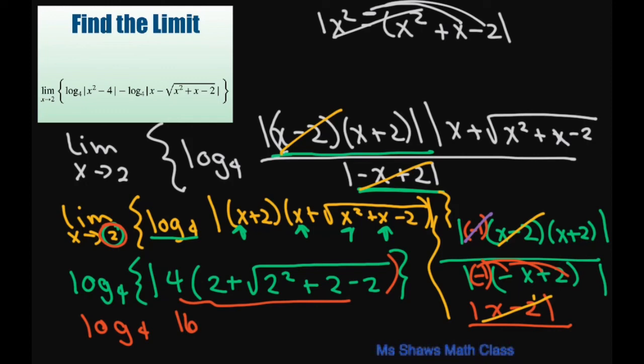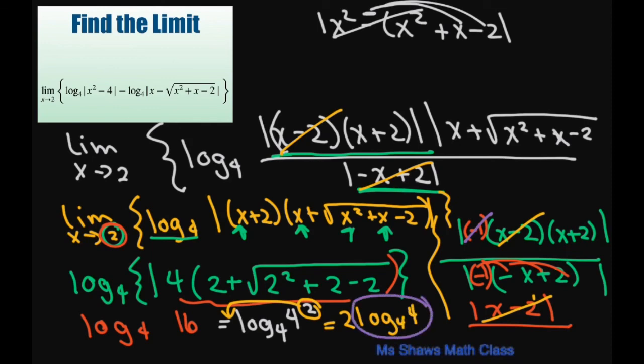Now this equals log base 4 of 4 squared. Using your power rule, we can move this 2 in front. This gives you 2 times log base 4 of 4, and log base 4 of 4 is 1. So we have 2 times 1 equals 2. So that is your limit.